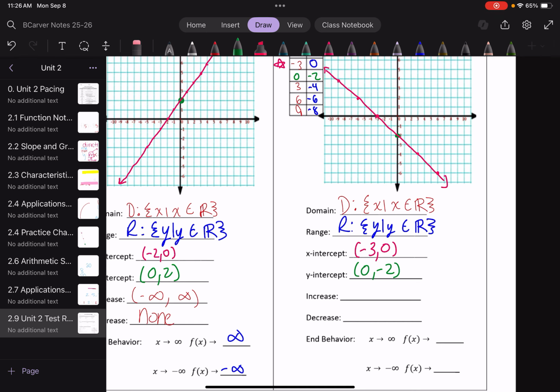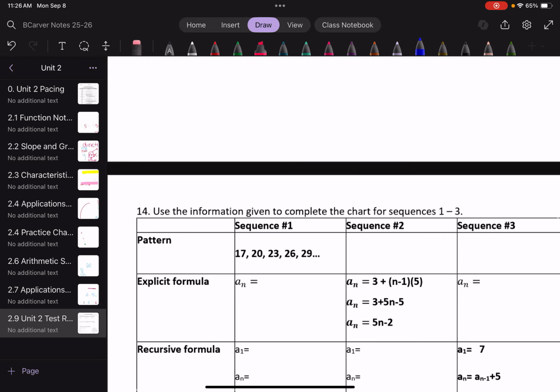This function has a negative slope, so it's never going to increase. So I'm going to put none for the increase. And it's constantly decreasing over the interval of negative infinity to positive infinity. So when x goes to positive infinity, y is going to negative infinity. When x goes to negative infinity, y is going to positive infinity. And guys, that leads us into sequences.